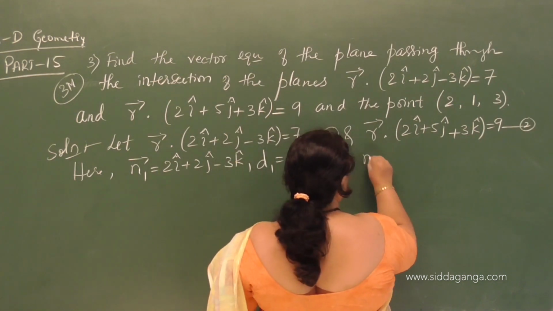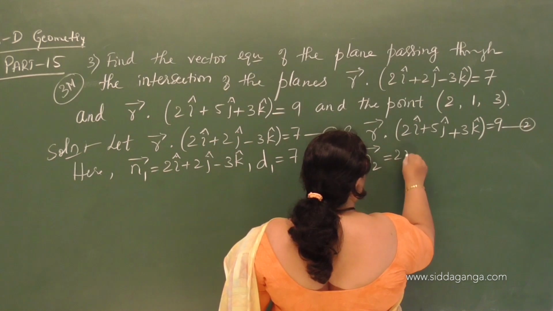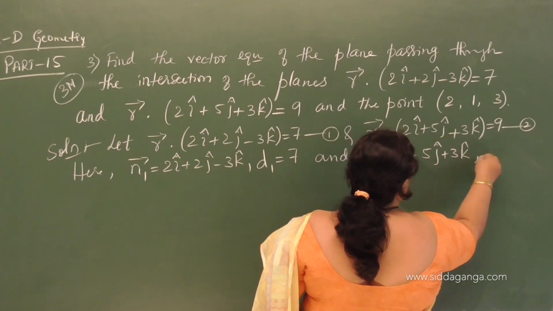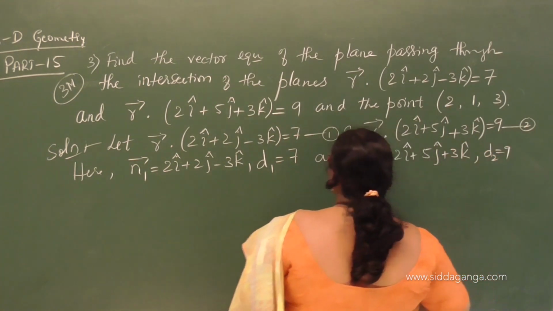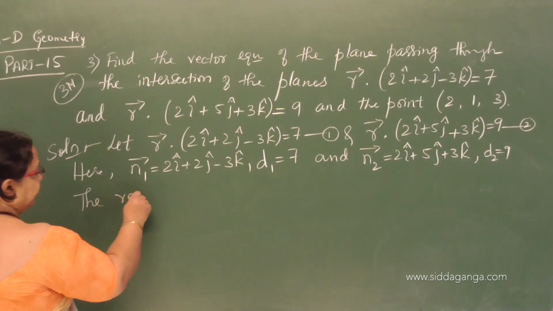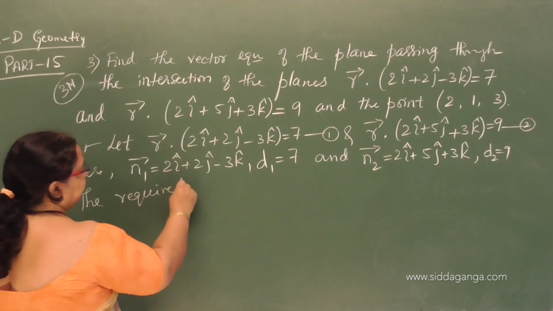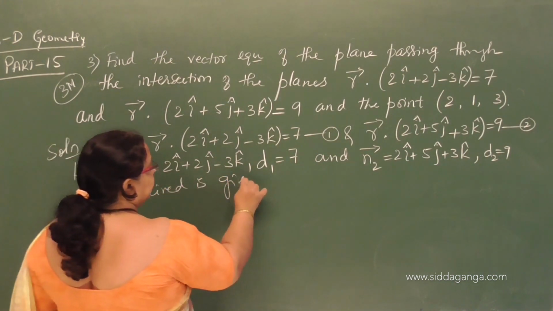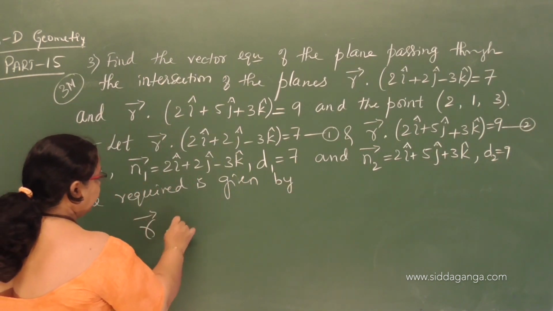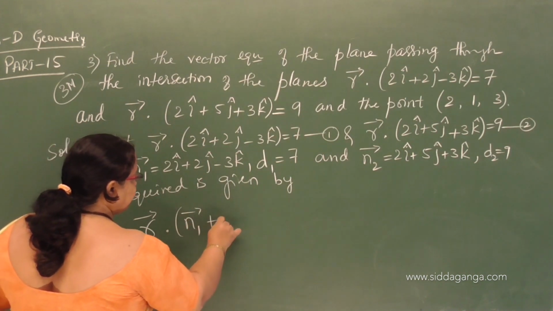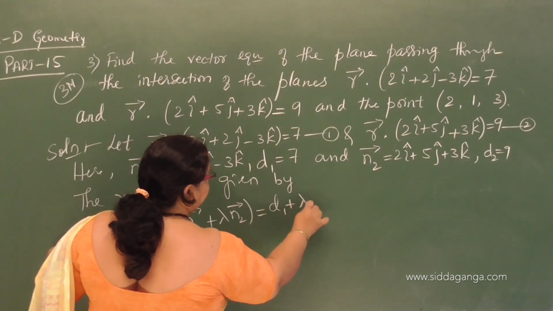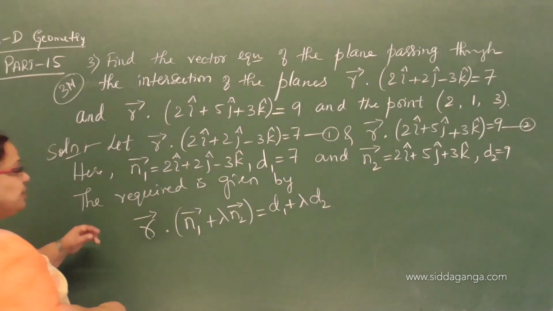In the second plane, n2 vector is equal to 2i cap plus 5j cap plus 3k cap, and d2 is equal to 9. Now the required plane is given by vector r dot n1 vector plus lambda times n2 vector equal to d1 plus lambda times d2.